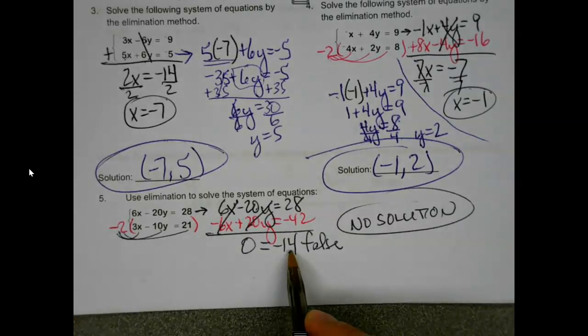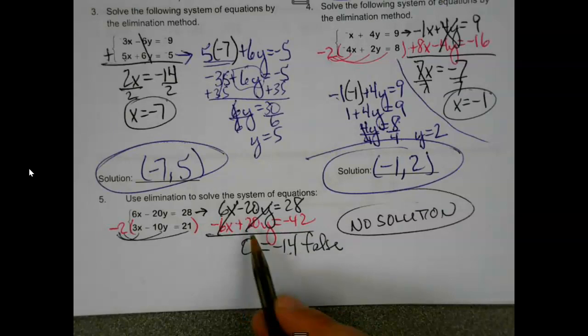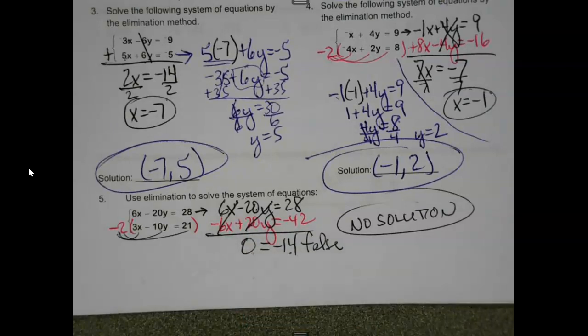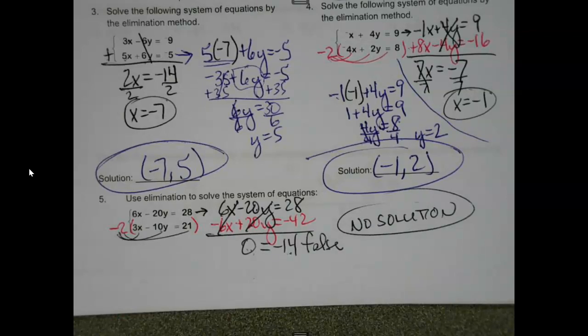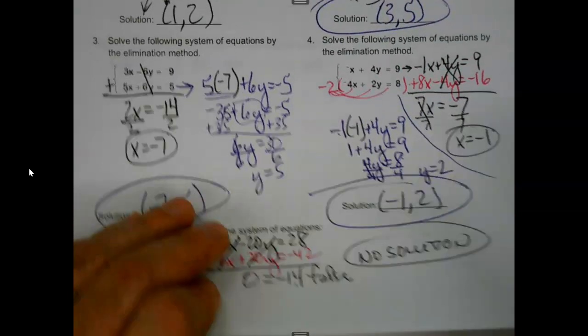So there's no solution. If that was 0 equals 0, that's true. That'd be many solutions. So just because your variables cancel out doesn't mean you can't finish it. You've still got to see if you end up with a true or false statement to know if you have no solution or some solution.